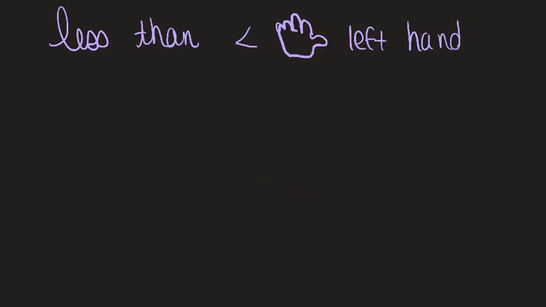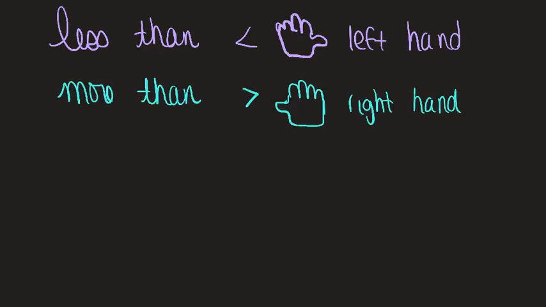Now let's talk about inequalities. Less than is the alligator mouth that looks like this. We talked about it being your left hand. Don't judge my drawing, that's supposed to be a left hand. More than looks like this alligator mouth, it's your right hand. Left hand, less than, points left. More than, points right.